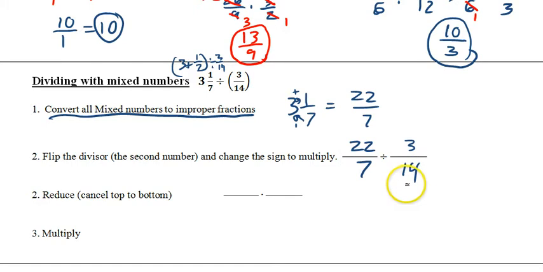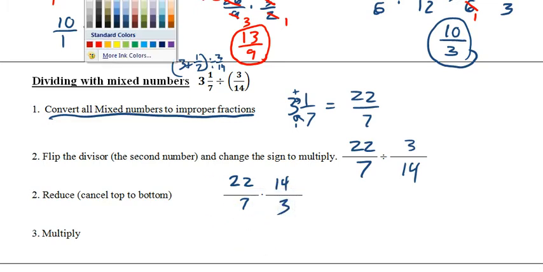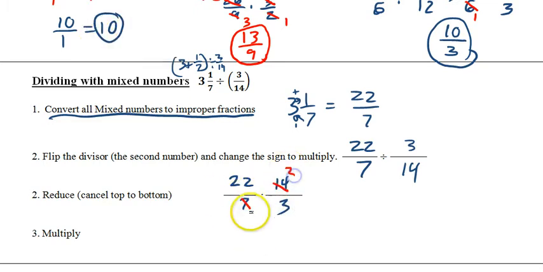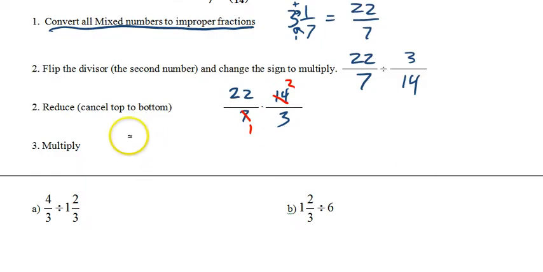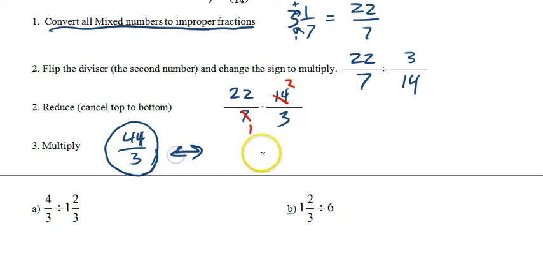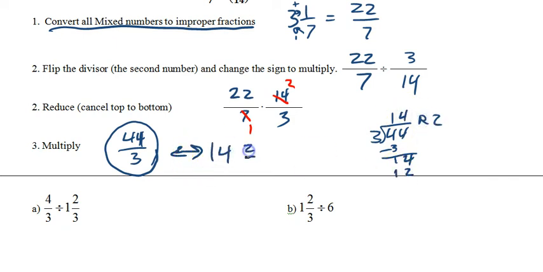divided by 3/14, and then we use our rule, which is to flip the divisor, reduce 7 and 14. Always put the 1 there because you don't want to forget about it too. And then multiply. So that's 44 over 3. And then again, you can convert it to a mixed if you would like. 44 divided by 3 gives us 14 and 2/3. Your choice, improper or mixed.